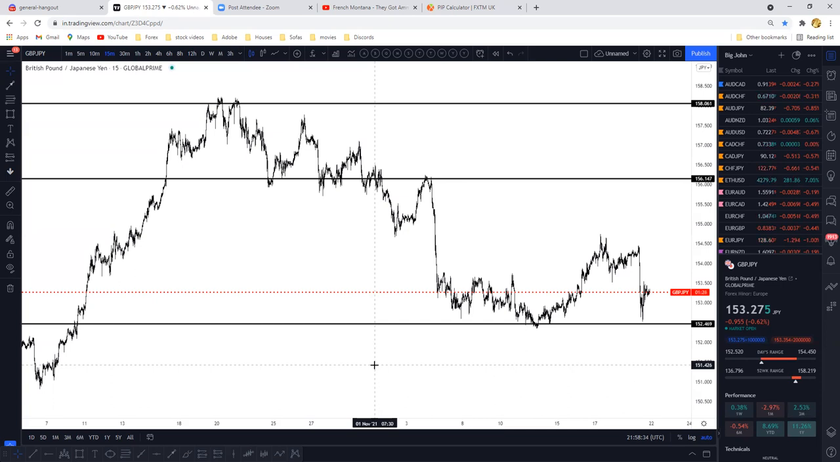If you entered at the low, I know there was one gentleman specifically that did. He messaged me, he was like, oh, I missed it. I was like, nah, you can get in now. He probably made like 70, 80 pips on that trade because he got in lower than everybody else.